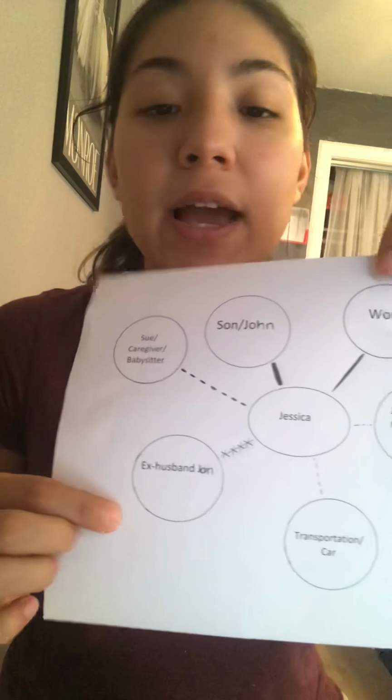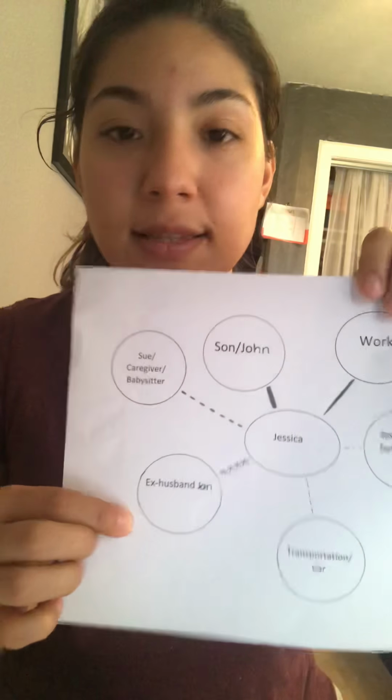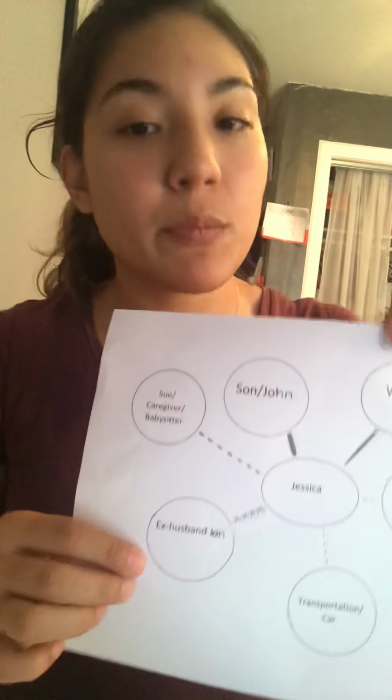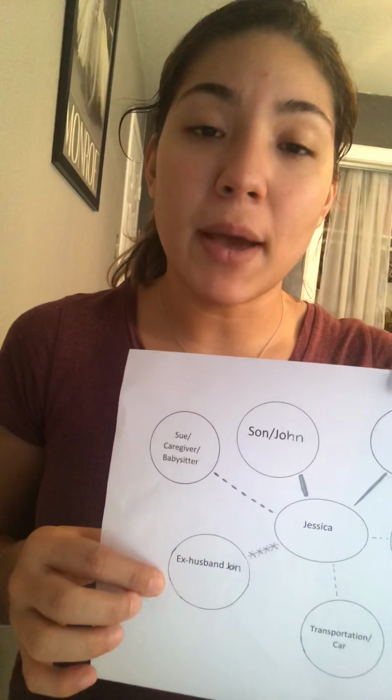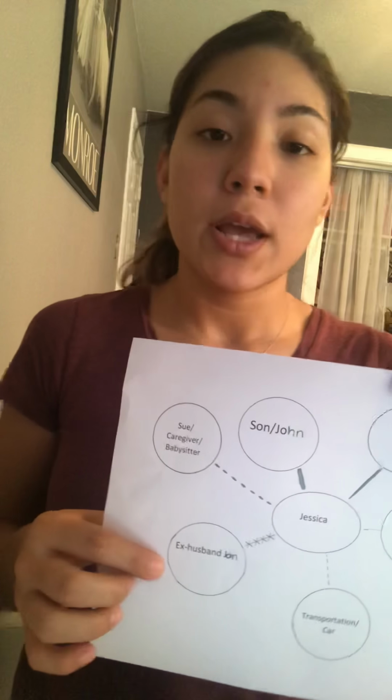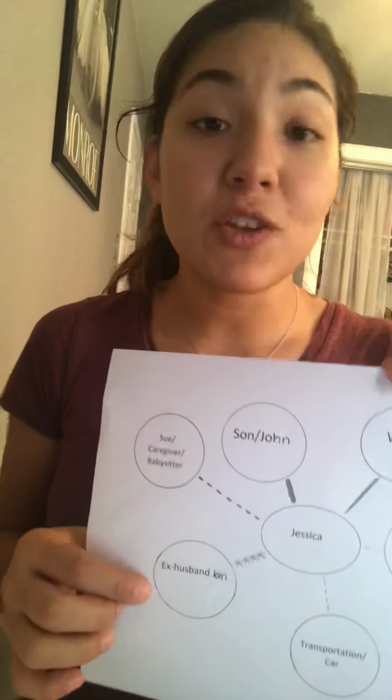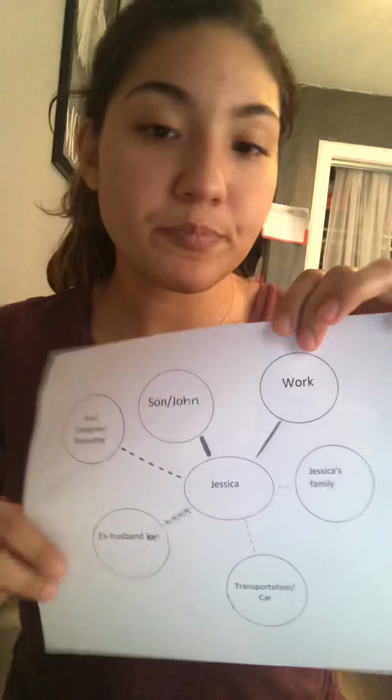I have a line with crosses on it because her ex-husband used to be abusive to her and to her son John, and so she fears that her ex-husband might be a danger to her and John and her sister, especially given the fact that he lives across the street from her in the same neighborhood.